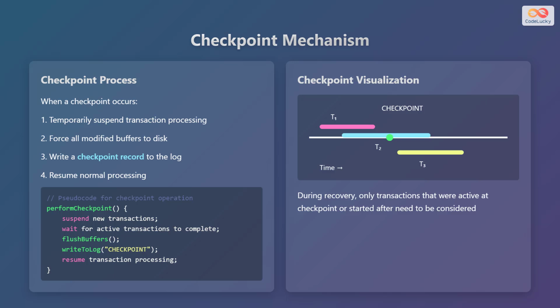During recovery, only transactions that were active at the checkpoint or started after need to be considered. On this slide, the topmost bar represents transaction 1, the middle bar represents transaction 2, and the bottom bar represents transaction 3. The checkpoint marker shows where the checkpoint was taken.